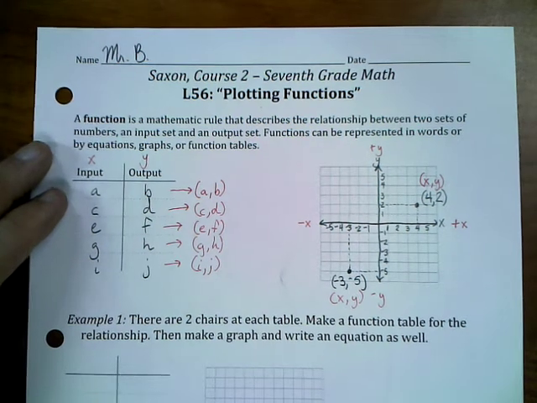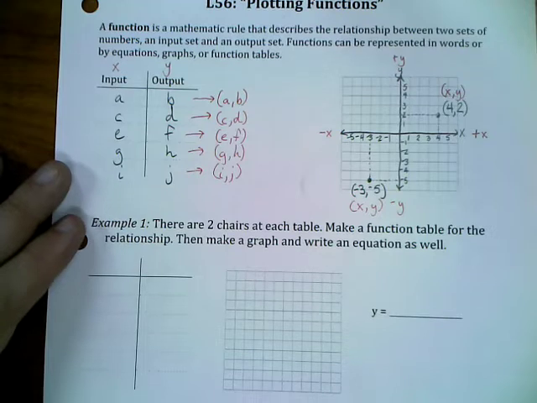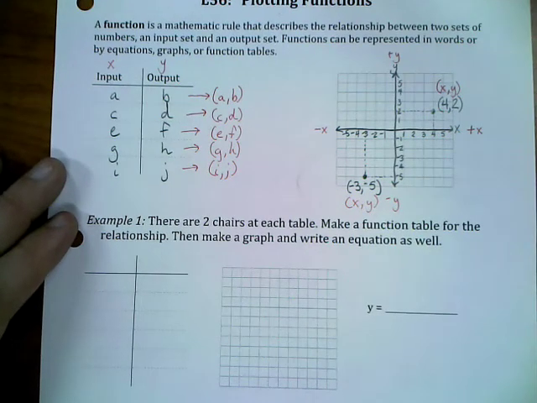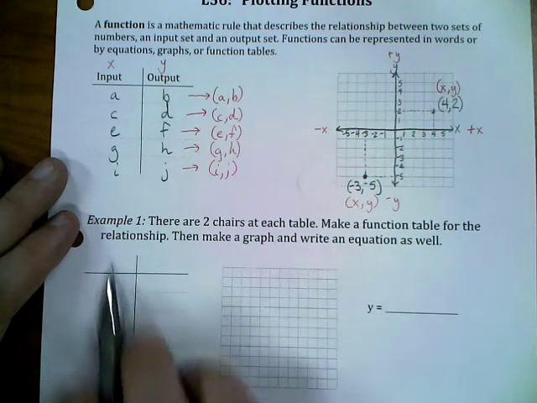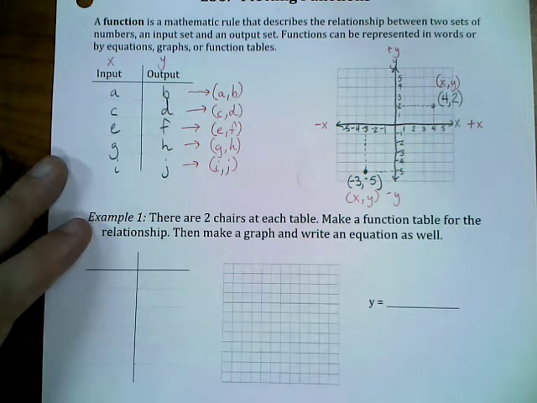So let's take a look at an example of a function. There are 2 chairs at each table. Make a function table for the relationship, then graph and write an equation as well. So first of all, we have to consider what's our input. So what is the thing that you would be counting? What's the thing that would be causing the other one?